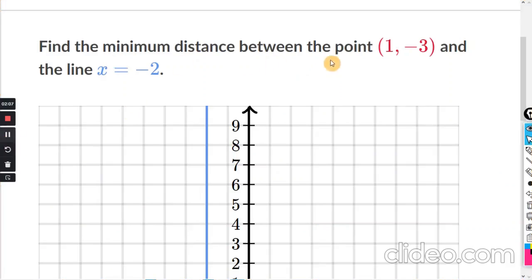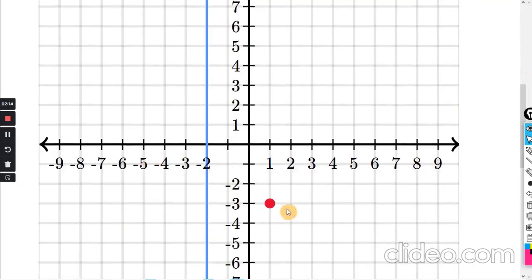All right, find the minimum distance between the point 1, -3 and x equals -2. All right, once again, they give us the point 1, -3 and the line x equals -2. And we can just count 1, 2, 3 units. Okay, so the length of this distance is just +3. It's always going to be positive because it's a distance.